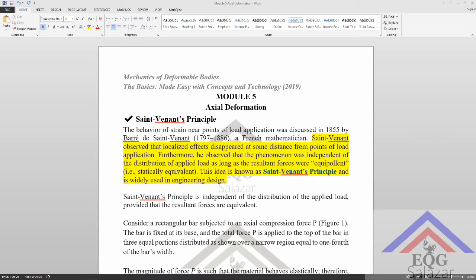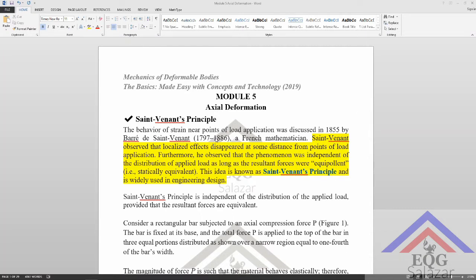Hello and welcome to Module 5 of Mechanics of Deformable Bodies. We will be talking about axial deformation in this module. So let's kick off the module with St. Venant's principle. Before that, since you already have the copy of this module, I trust that you already read this, and we will just be going over the key points in these sections that we will be tackling in this video.